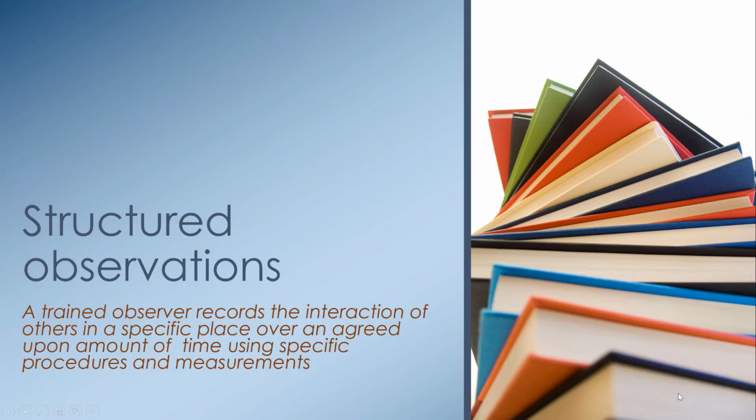The second most common way for social workers to gather data is going to be through structured observations. This is where a trained observer records interaction of others in a specific place over an agreed amount of time using specific procedures and measurements. So it's very structured. That's the key here, is all of these steps are outlined for the observer, and they're trained in collecting this information, but it's actually done through direct observation.